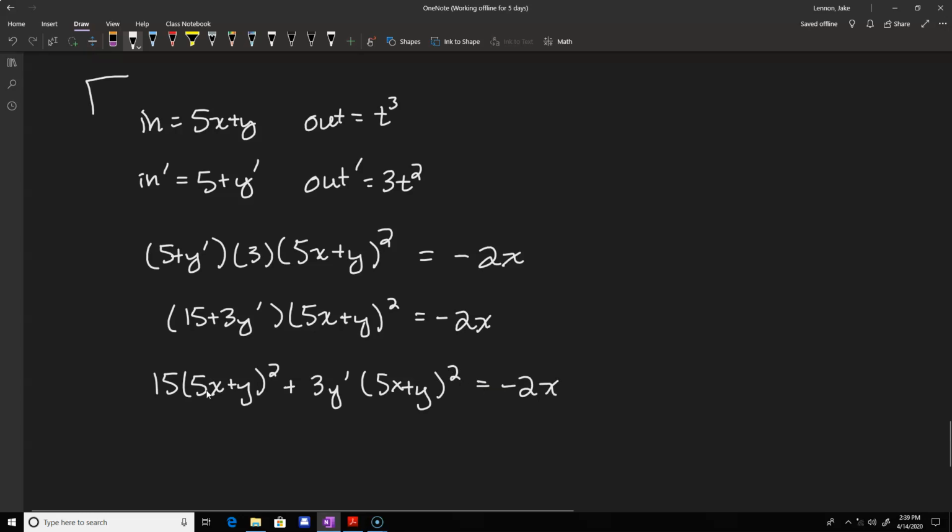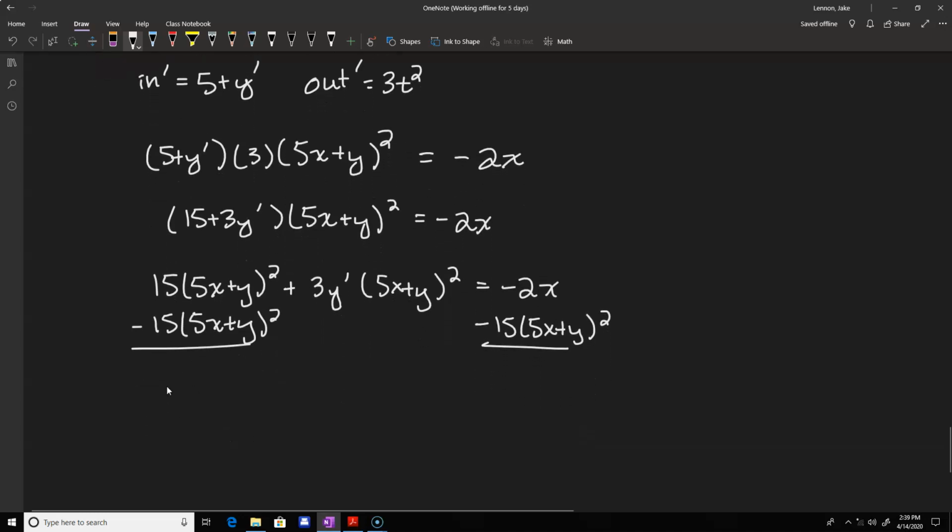So our goal is to isolate y prime. The first term does not have a y prime anywhere to be found, so we're going to subtract that and move it to the other side. So we subtract 15 times 5x plus y quantity squared. So we end up with 3y prime times 5x plus y quantity squared, and that will equal minus 2x minus 15 times 5x plus y quantity squared.